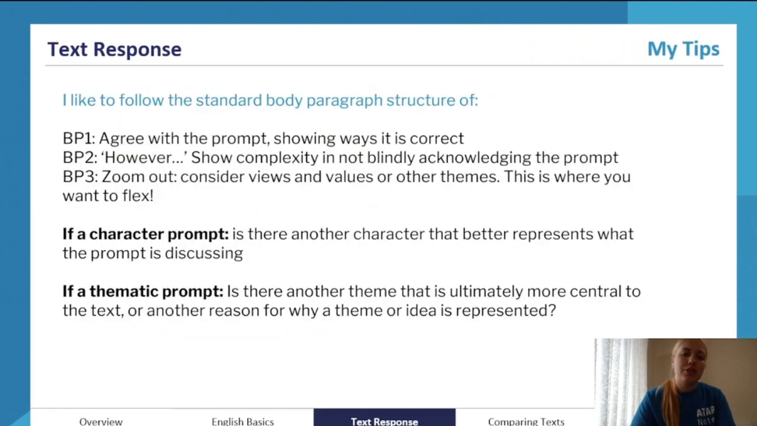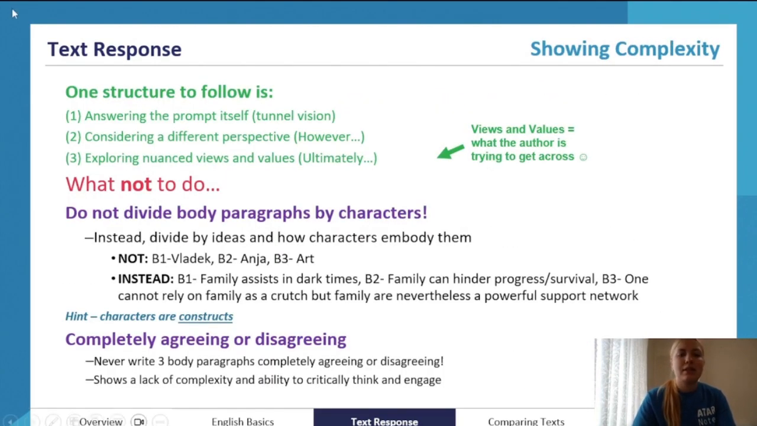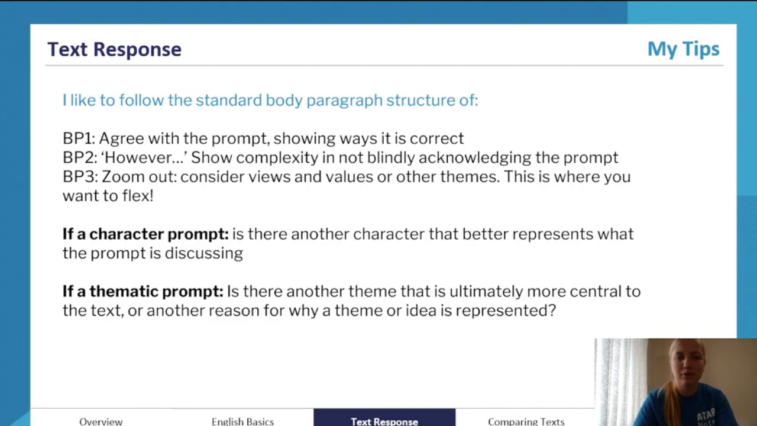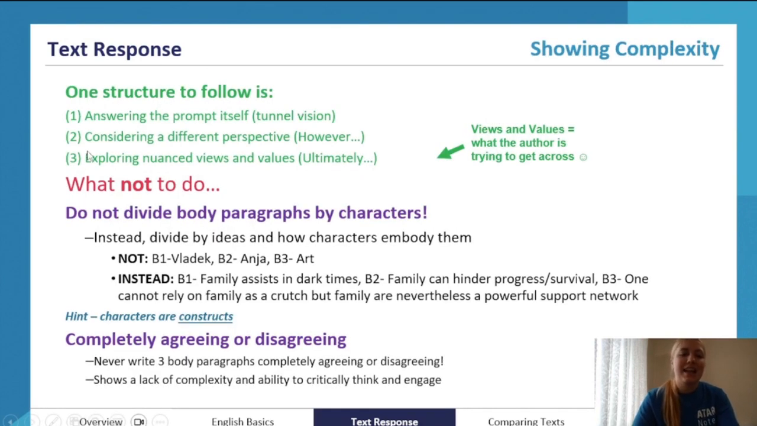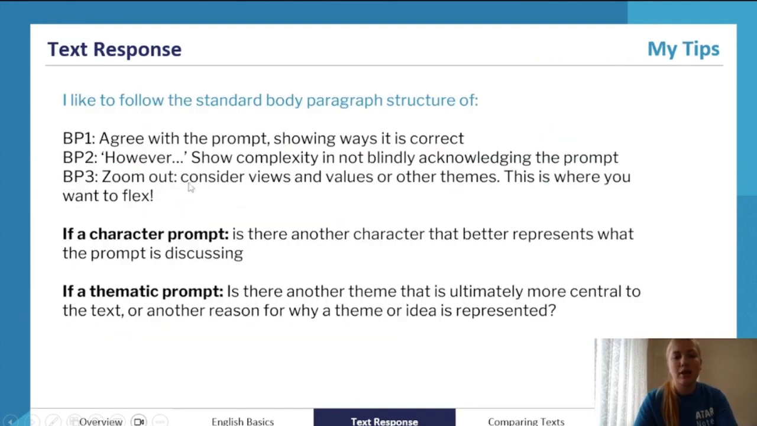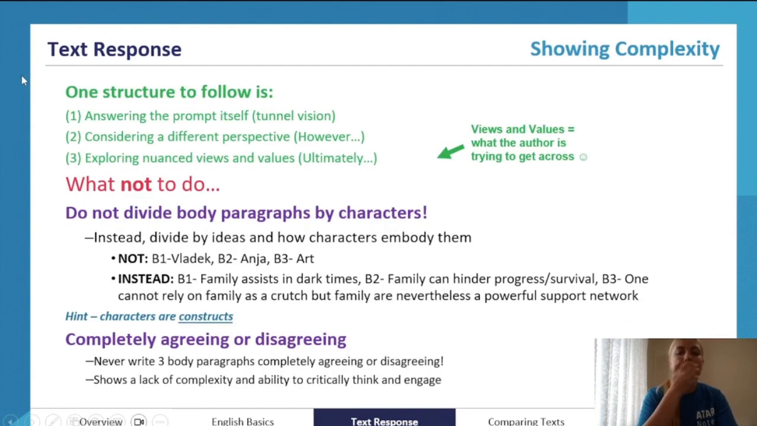So use this as your cheat sheet, and you see this being presented in a different way. This is basically the same thing. Think about which one makes sense to you more, and you'd like to put in your notes. Answering the prompt itself, tunnel vision, as you can see, that's the same as agreeing with the prompt, showing how it's correct. Then 2, considering a different perspective, however, and 3, exploring nuanced views and values. I do think this one is a bit more comprehensive and easy to understand, and when you read it, remember what it really means. And what not to do.